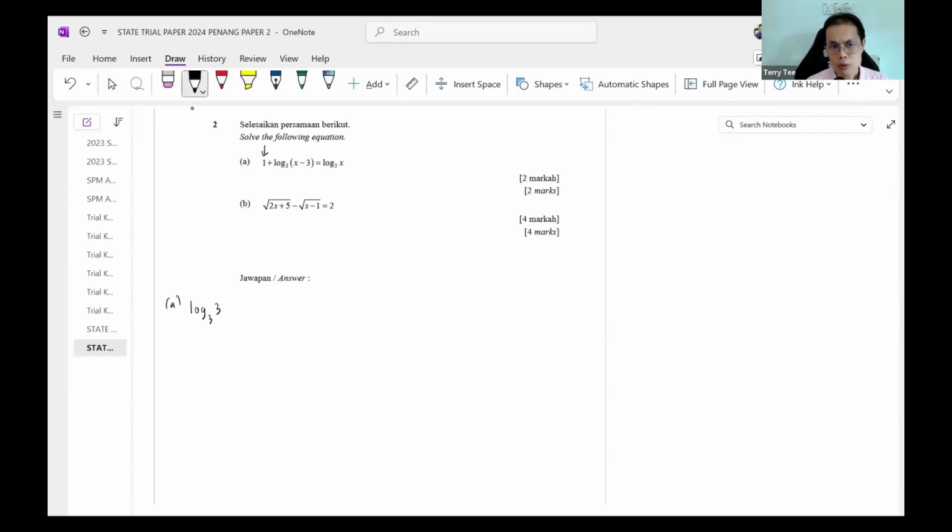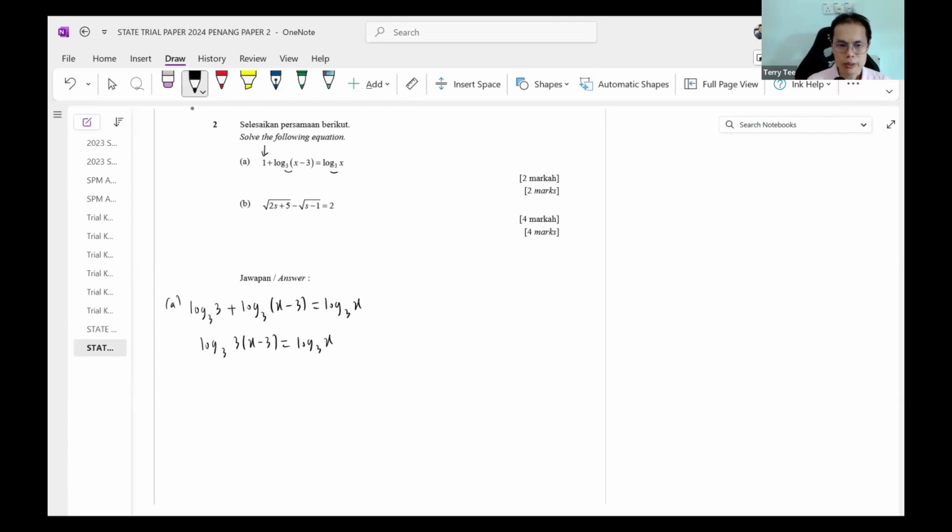base 3 of 3. Why do we use log base 3 of 3? Because it has a value of 1. Now, why do I use base 3? Because everyone else has the same base, which is base 3. Now we keep adding log base 3 of x minus 3, followed by log base 3 of x. So when you add the logarithms, we multiply the numbers, 3 and x minus 3. The result is log base 3 of x.